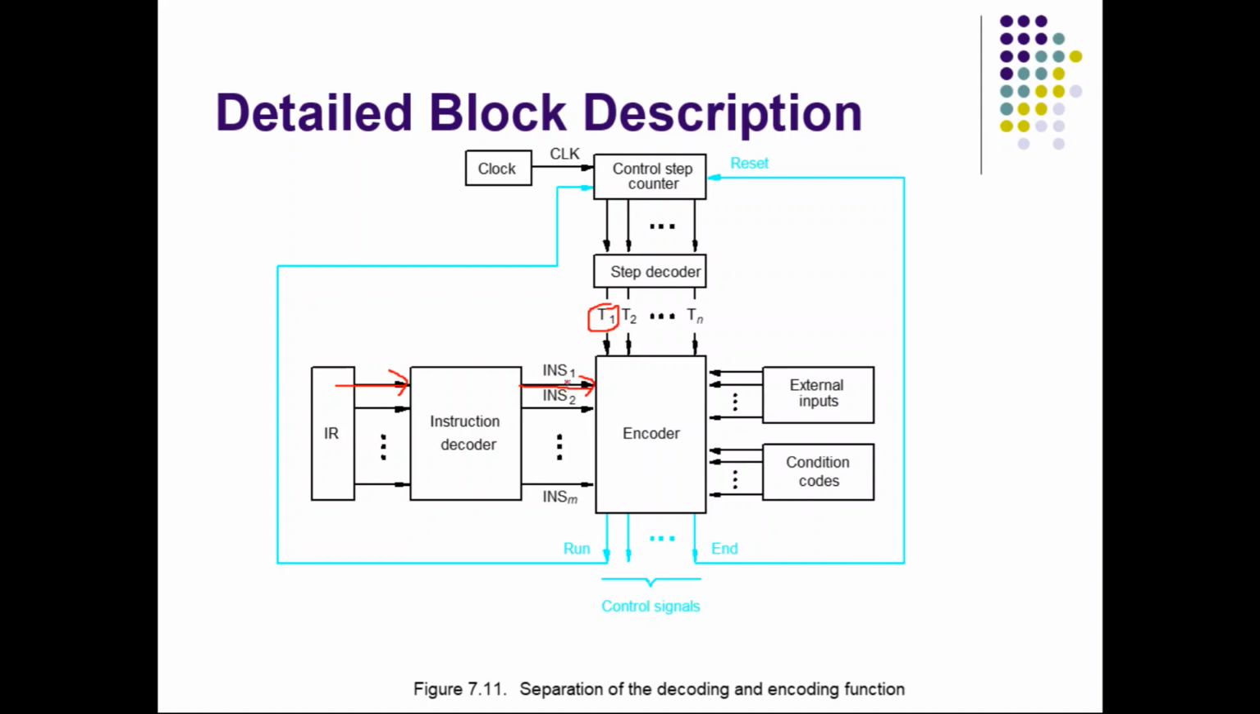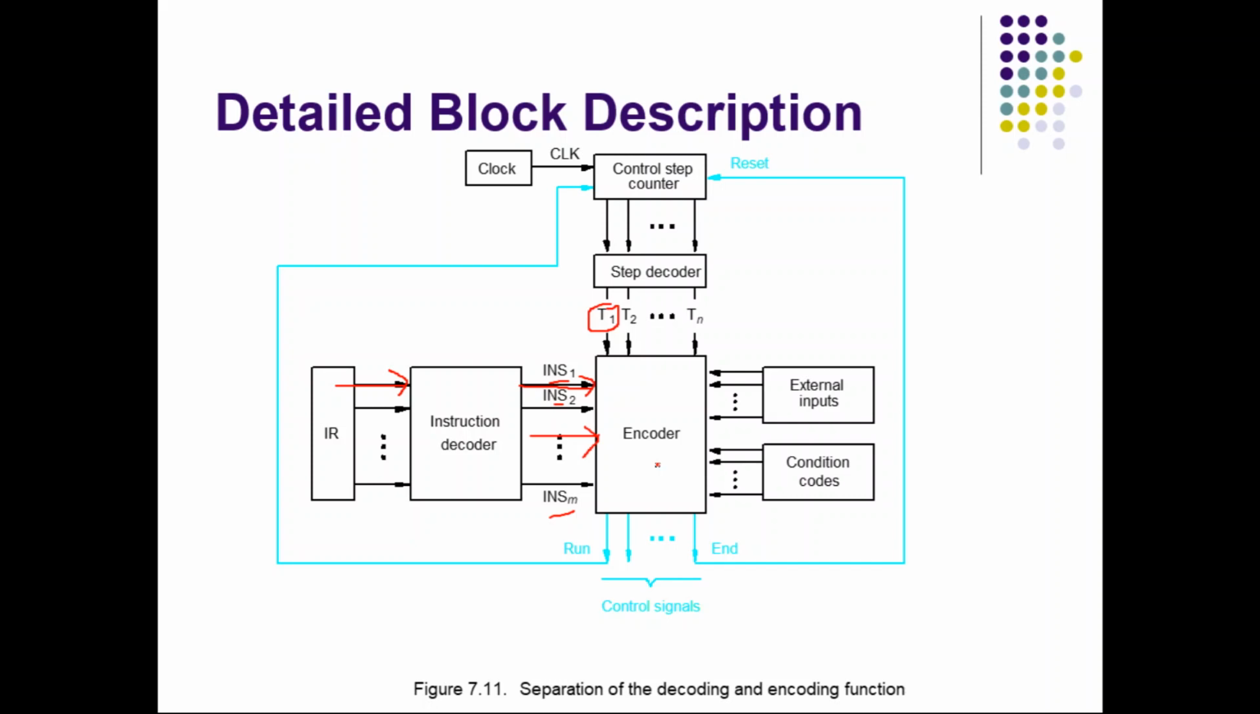So you can see here there are different signals: instruction 1, instruction 2, up to instruction M. Whichever instruction matches with any one of these, only that line will be enabled. Then the encoder will perform that particular task, and that is how things work.